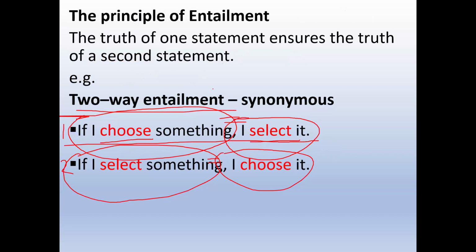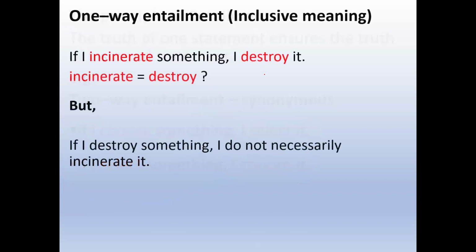If they are 100% similar in meaning, then we can use them interchangeably, one instead of the other, right? Instead of choose, I can use select. Instead of select, I can use choose because both are exactly the same. Okay, so this sort of synonyms are identified as having two-way entailment. Is that clear? About the principle of entailment? Then it's clear. We have the other category, one-way entailment.